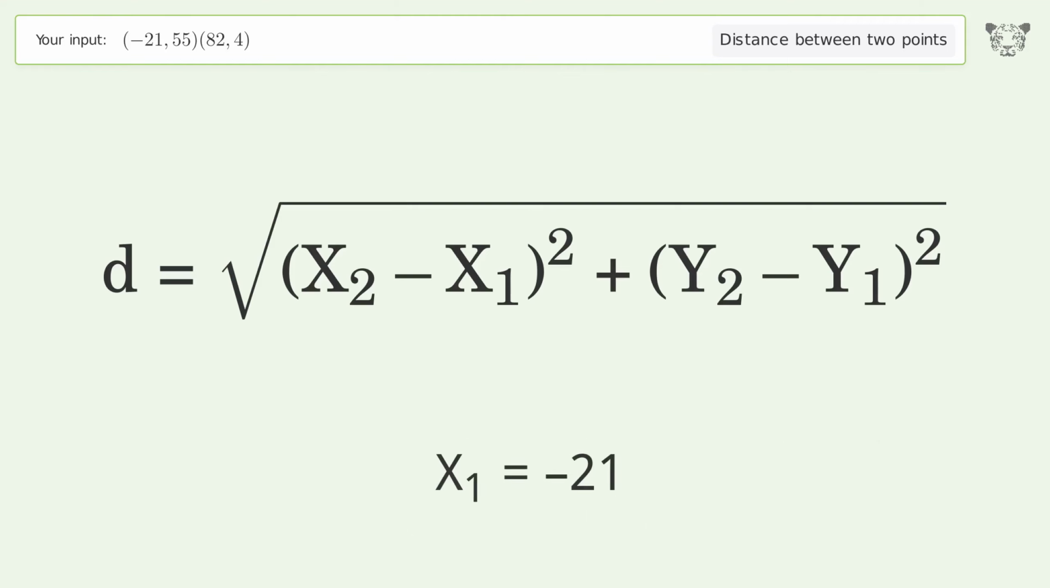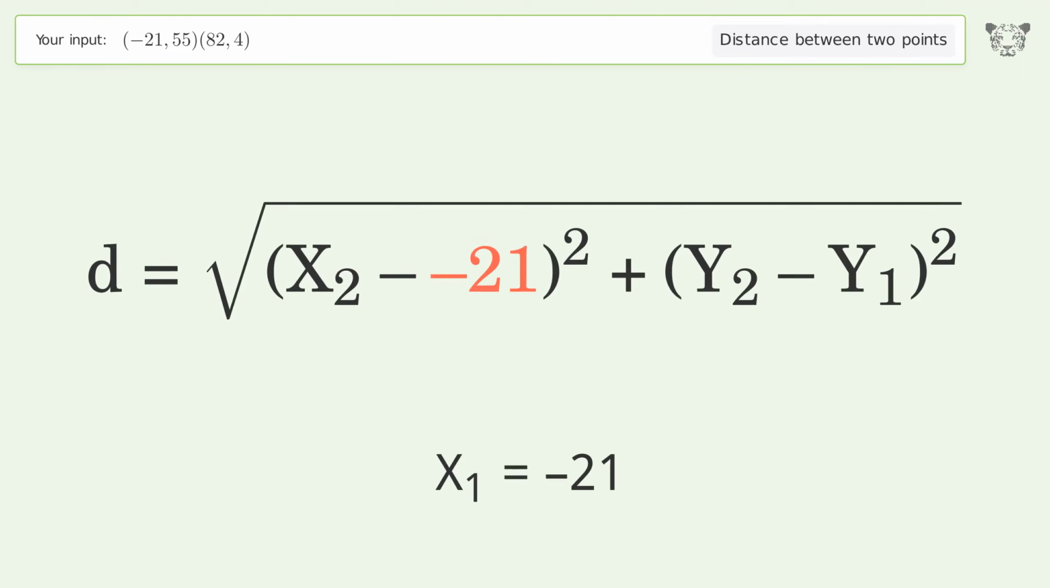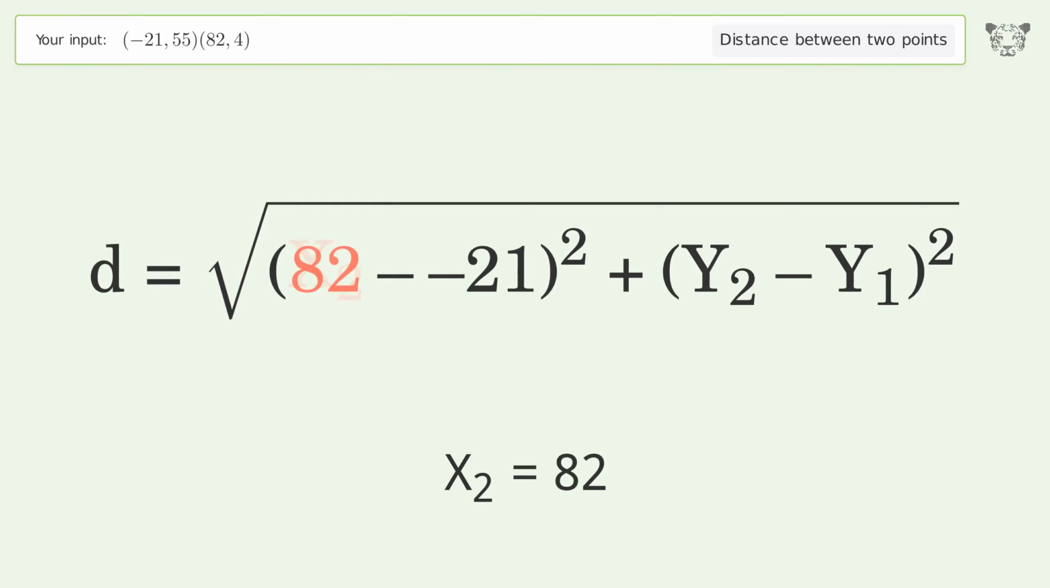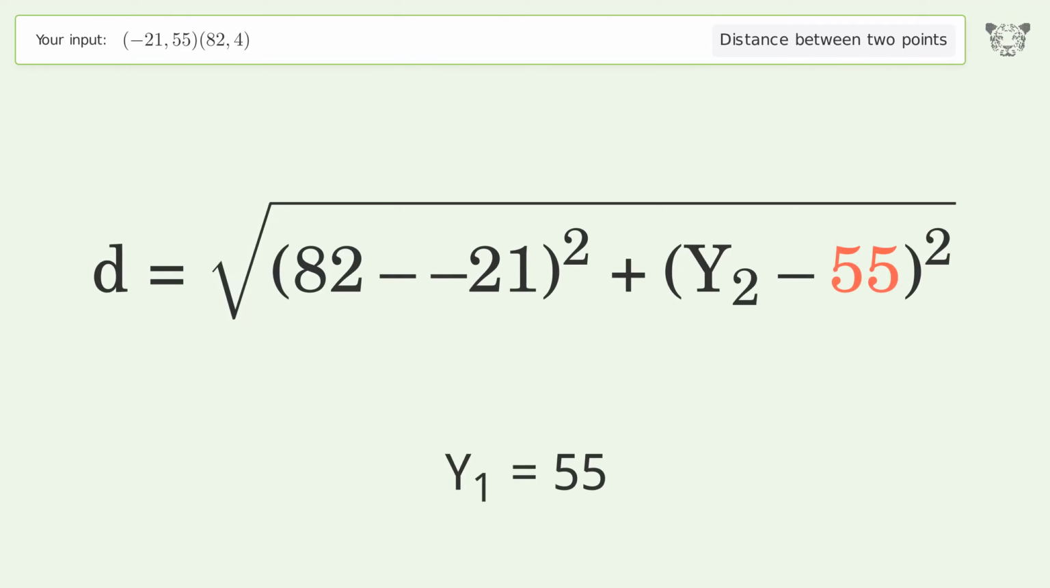x1 equals -21. x2 equals 82. y1 equals 55. y2 equals 4.